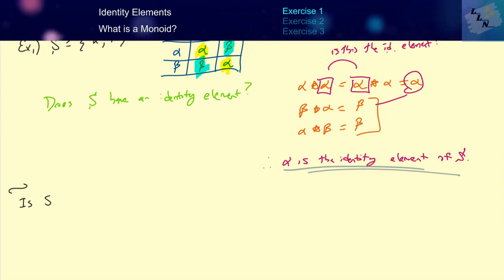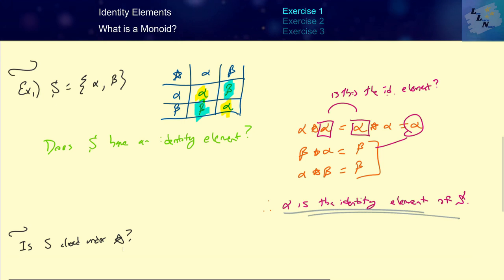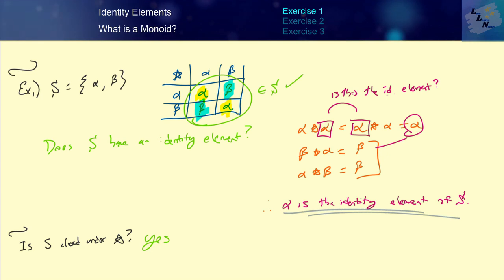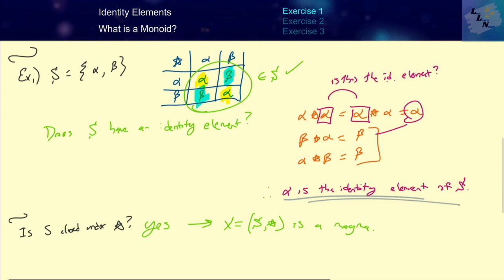Okay? All right, so question. Is S closed under the binary operation star? We should be able to see this clearly from the table. All the elements in the outputs of this function are elements of the set S. So all these values here are elements of S, so that means S is closed under star. So that means X equals (S, star) is a magma. So now let us see if it is associative. How would you test that?